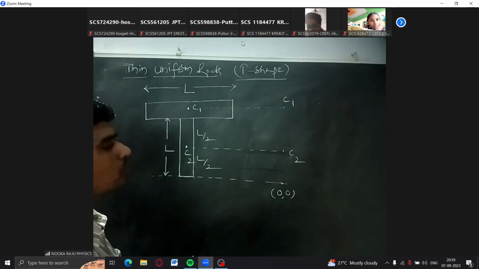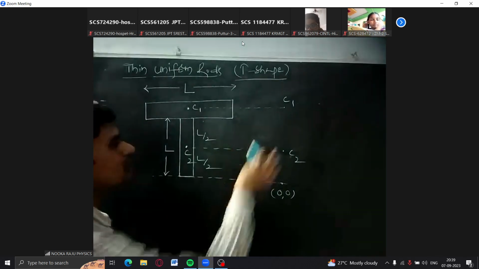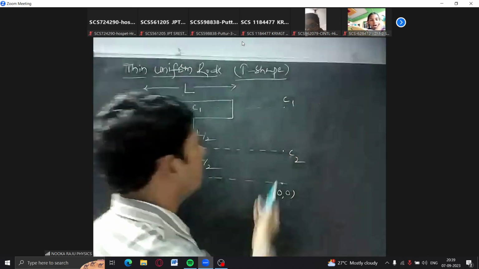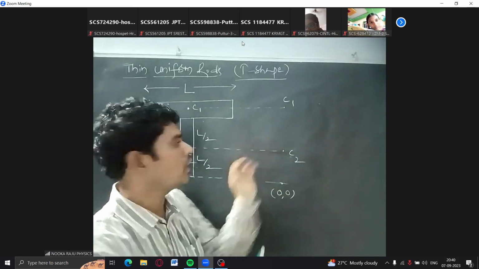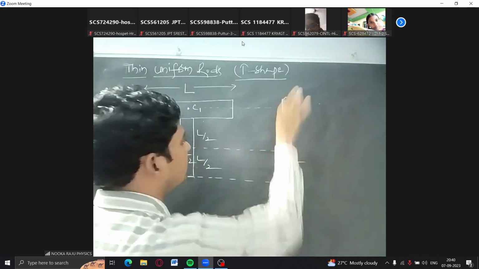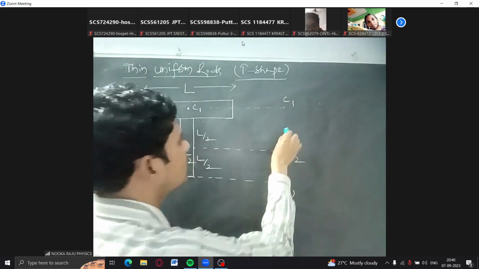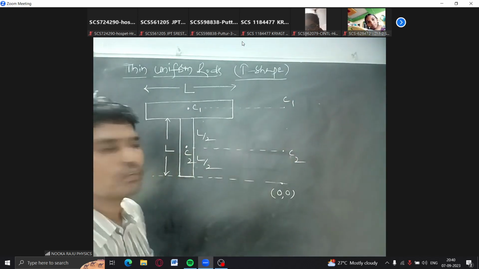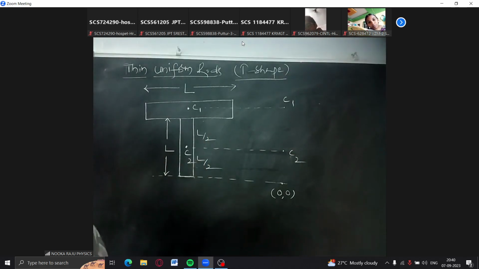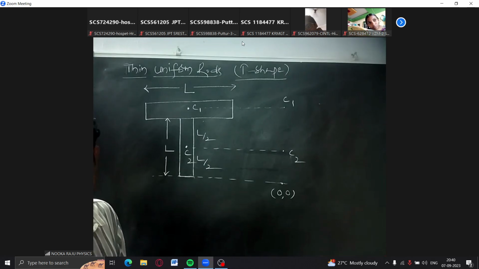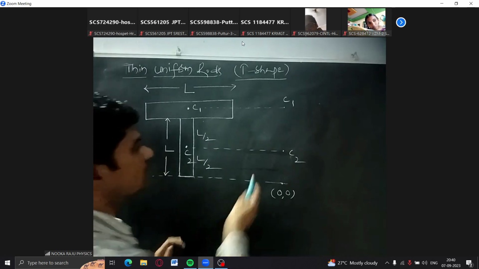So just assume, where is the center of mass of the system? Maybe it lies within the boundaries of the given area, like the midpoint of C1 and C2, like here. So we are going to calculate the center of mass of the system.